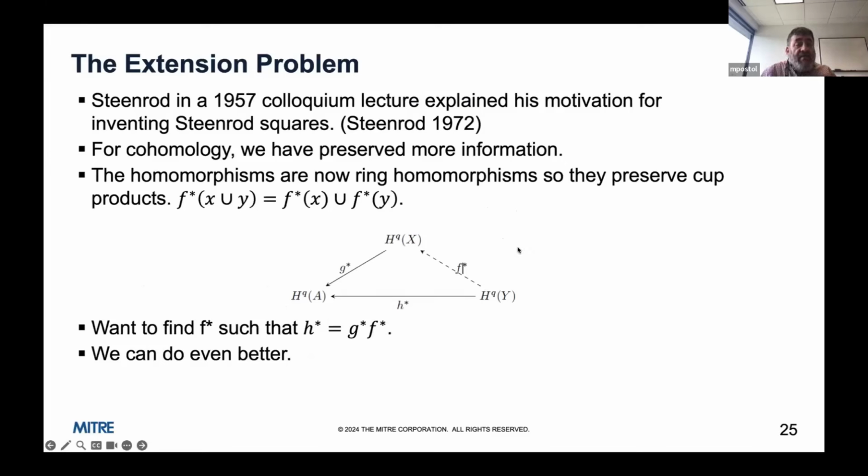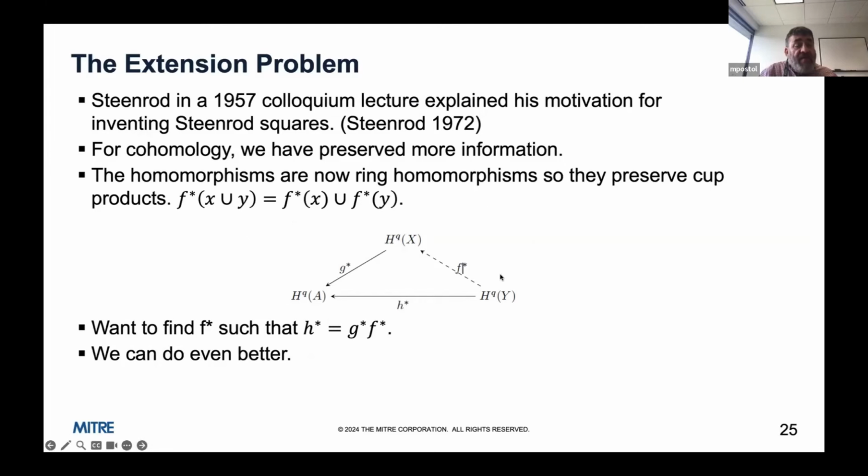All right, so here's sort of the motivation. Steenrod gave this 1957 colloquium lecture, and I'd really recommend it. It was published posthumously in 1972, but it was a lecture he gave at Penn State. It's very dated, but it really gives a lot of what his thought process was for inventing Steenrod squares.